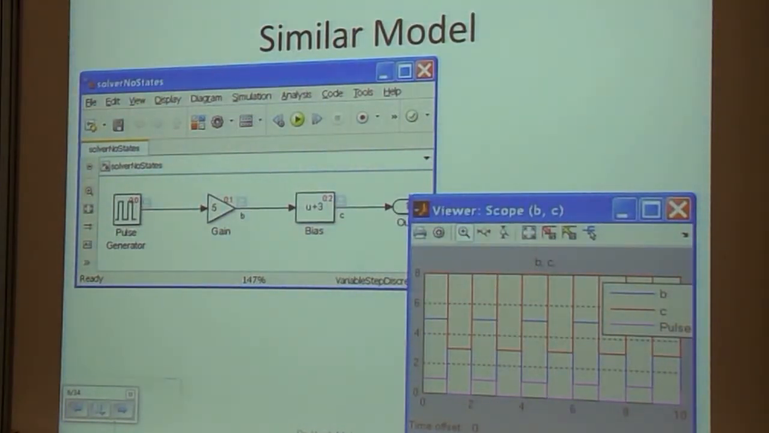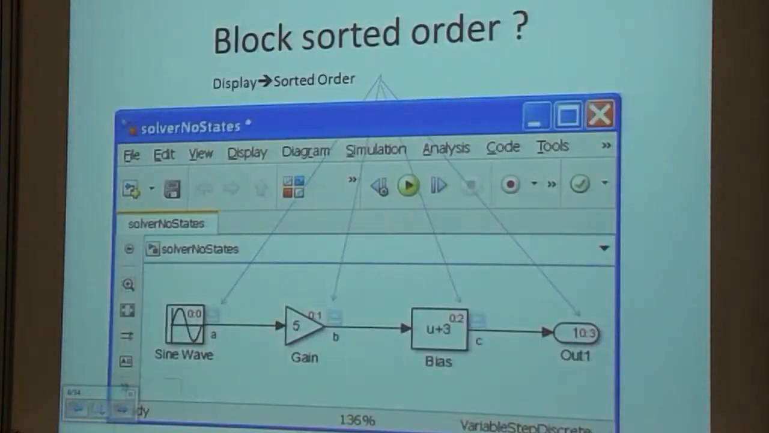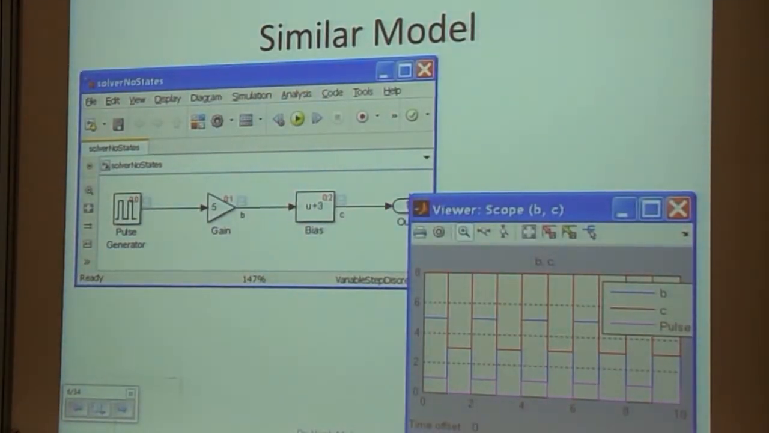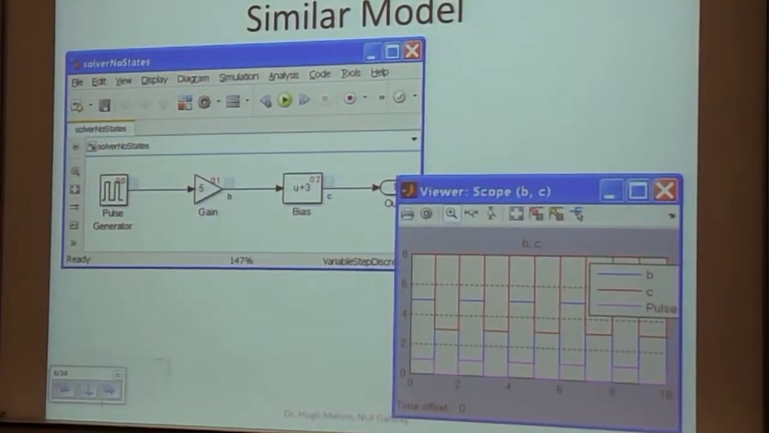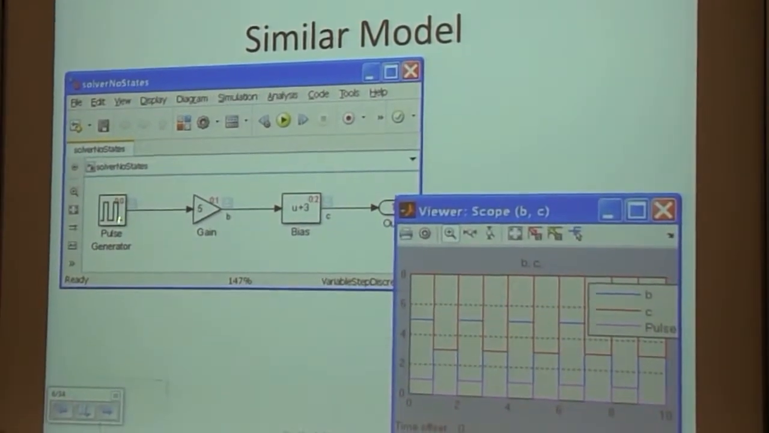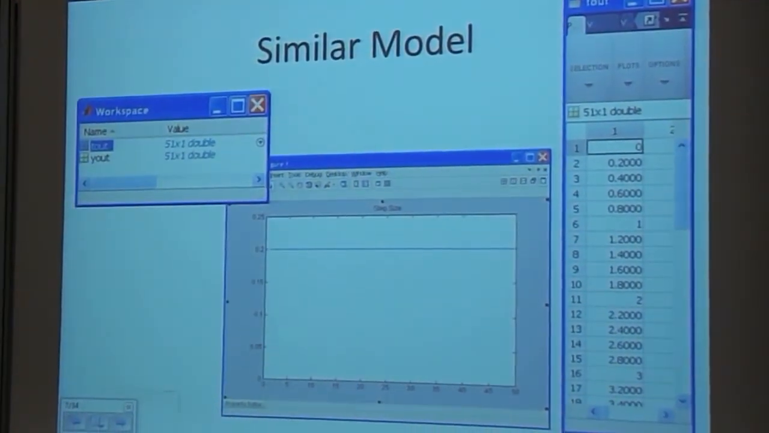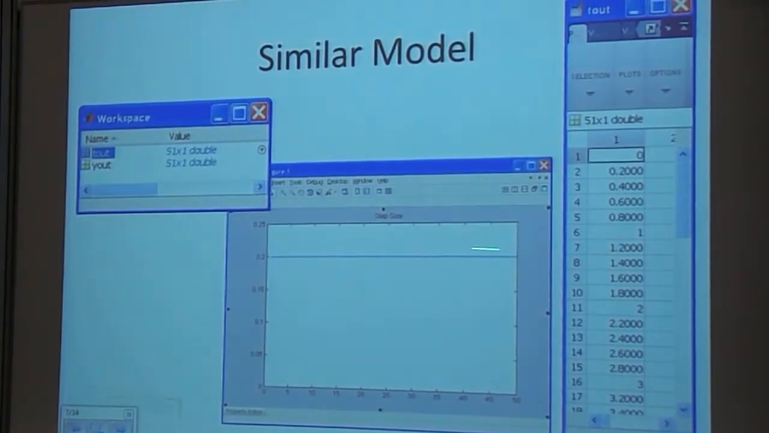Okay, here's a similar model. The only difference being is I've replaced the sine wave here with the pulse. And again, it's much the same stuff. You've got a gain of 5, you've got a bias. So we've got our pulse in purple. We've got our gain, multiplying it by 5 in blue, and then we add in red, we add the bias. So again, when you look at the block order, it's the same. There are no states here. And similarly, when you look at the step size, it's the same.